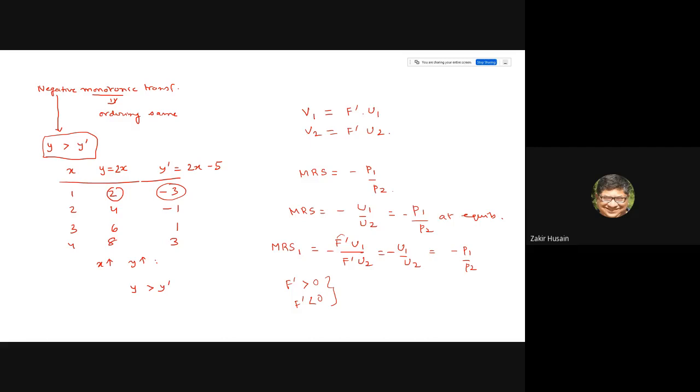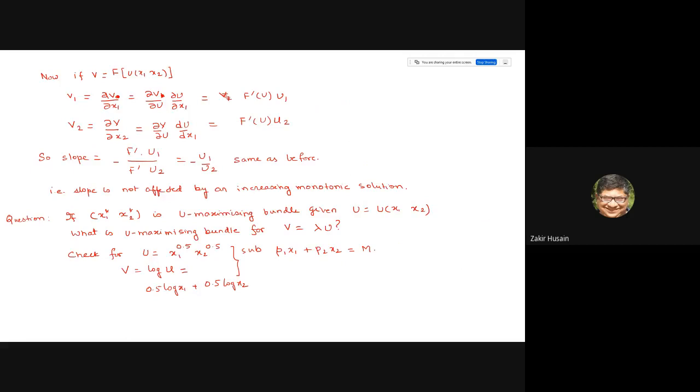Right? So look at this. Just check for this example. This is the original utility function and this is the budget line. Okay.